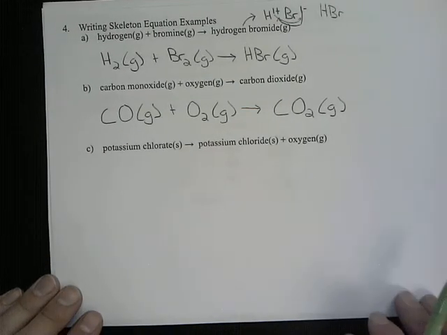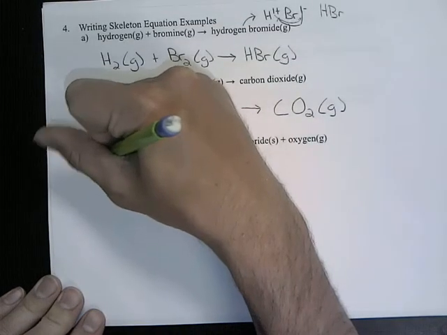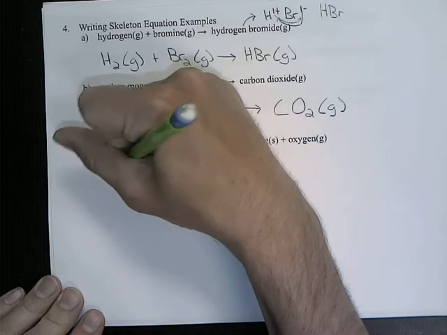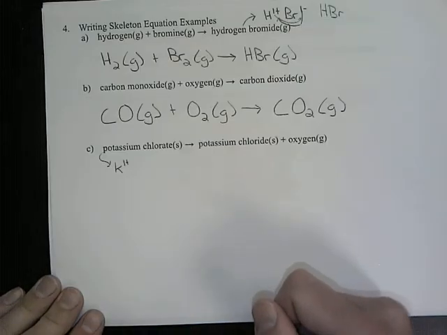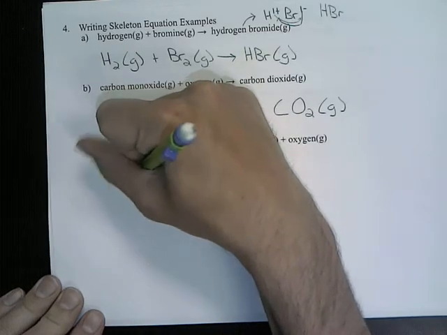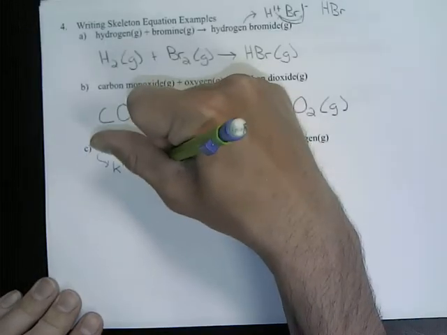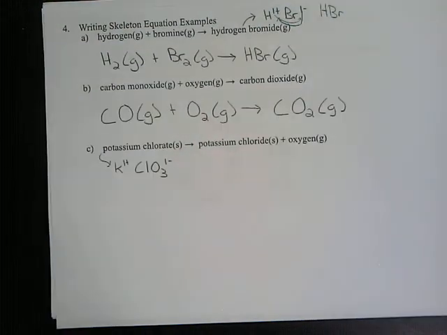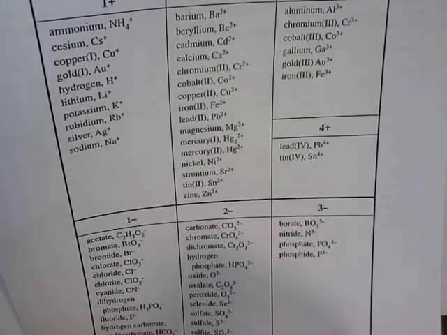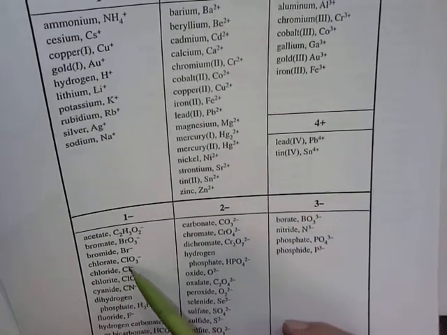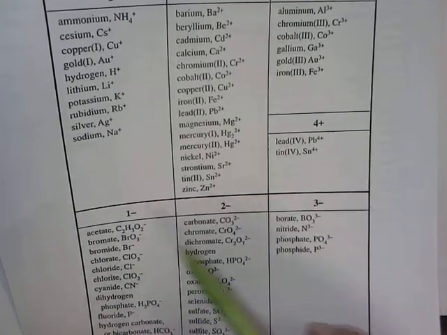Now, potassium chlorate. Again, this right here is a compound, and it's an ionic compound. So that means we're going to need to use our charges. So we have K 1+ for potassium. Chlorate, if we look up, is ClO3 with a 1 minus charge. Now, if you forget here, you can look this up in that ion formula chart. So the ion formula chart here for chlorate is shown ClO3 with a 1 minus charge.